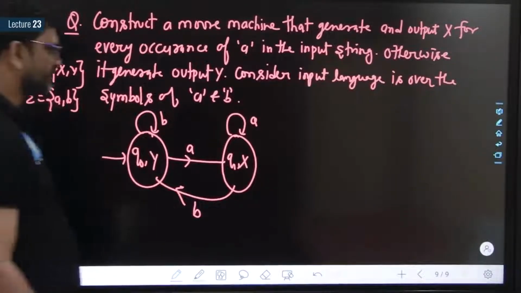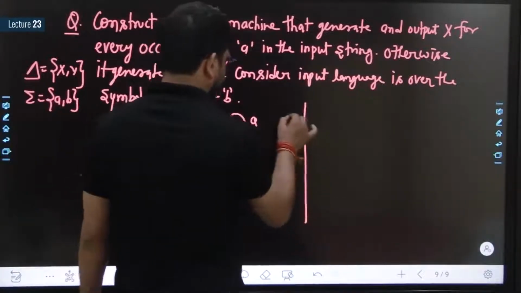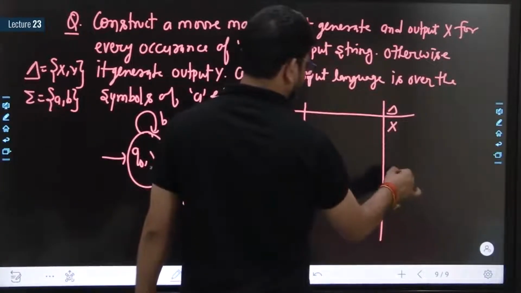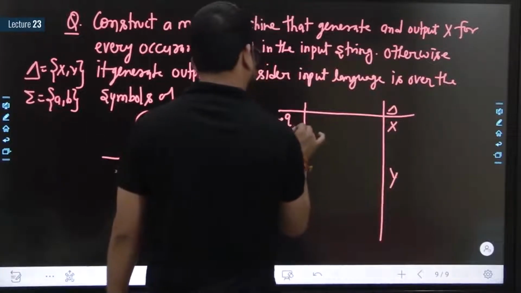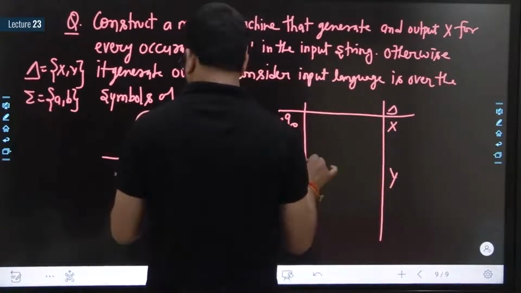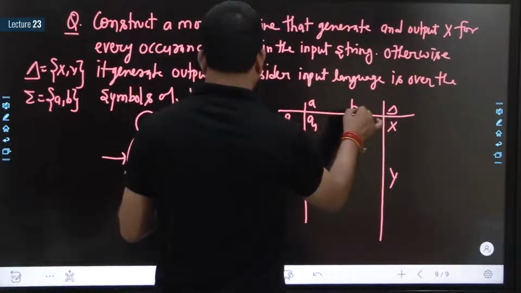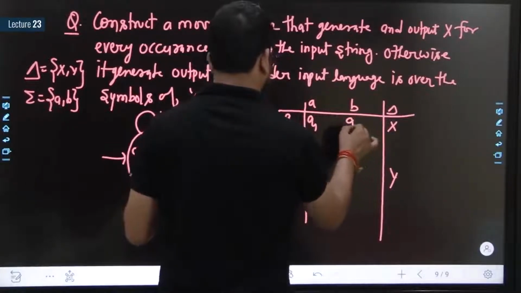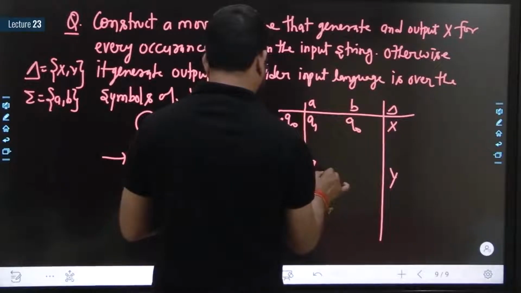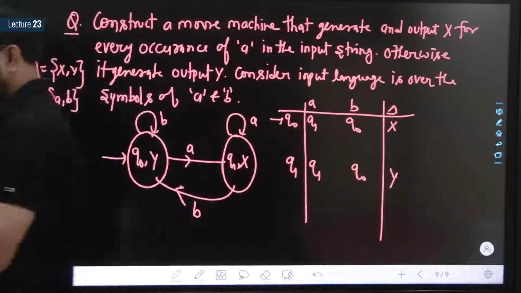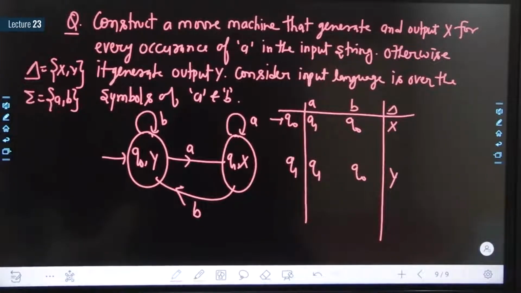What is the transition table for this? Output alphabet X, Y. States Q naught, Q1. Q naught on A, Q1. Q naught on B, Q naught. Q1 on A, Q1. Q1 on B, Q naught. Clear? Next question.